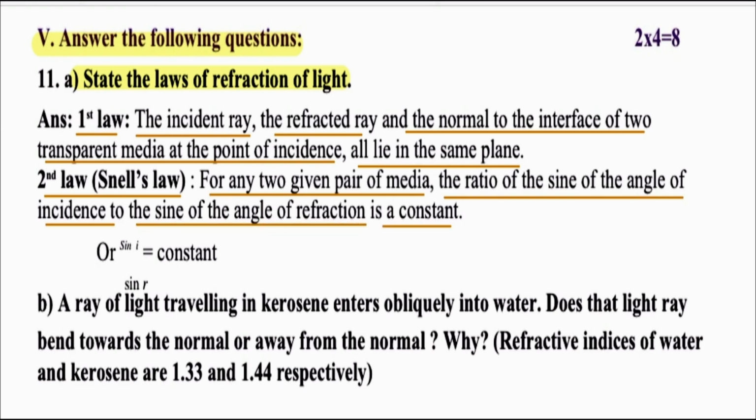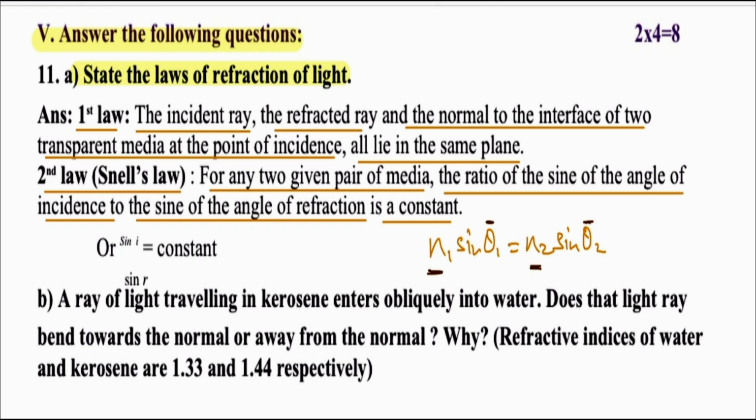Or you can also write it as this formula: n1 sin theta 1 equals n2 sin theta 2. Here n1 is the incident index and n2 is the refracted index, whereas theta 1 is the incident angle and theta 2 is the refracted angle. Now let's go to the next question.